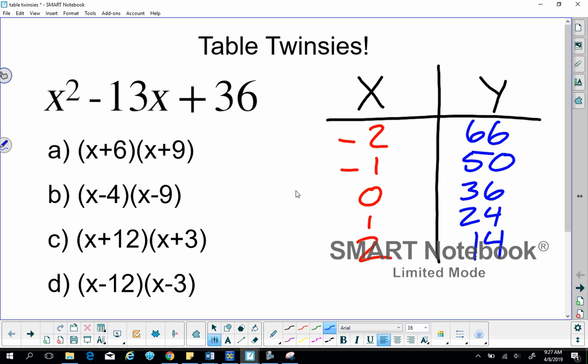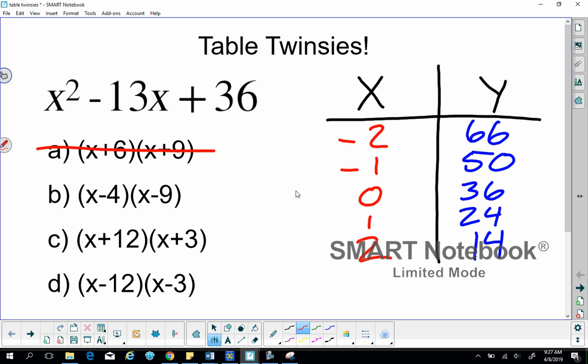Who has it? For -2, it's 28. Is that what we had for up here? No. So I know that this is not a table twinsie. They're not the same. So it's not the right answer. Let's try answer B. Type that one in to your table. Who's got it? It's that one.